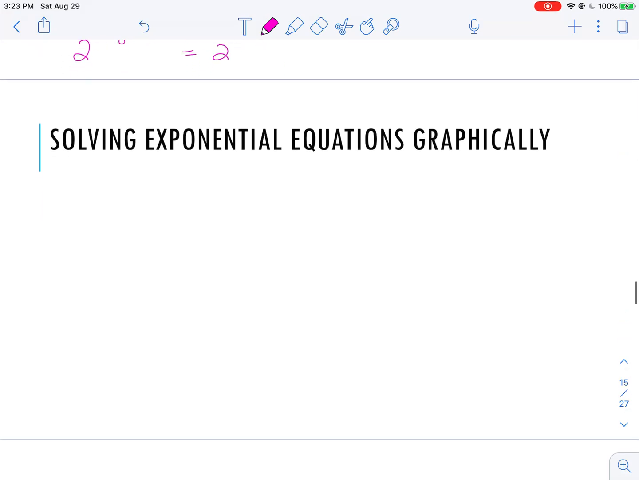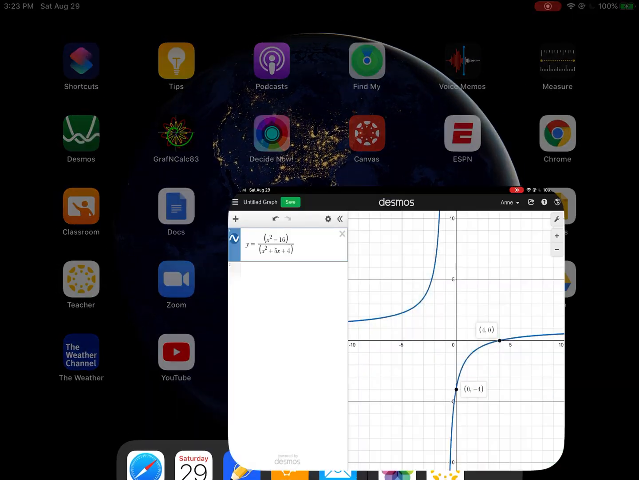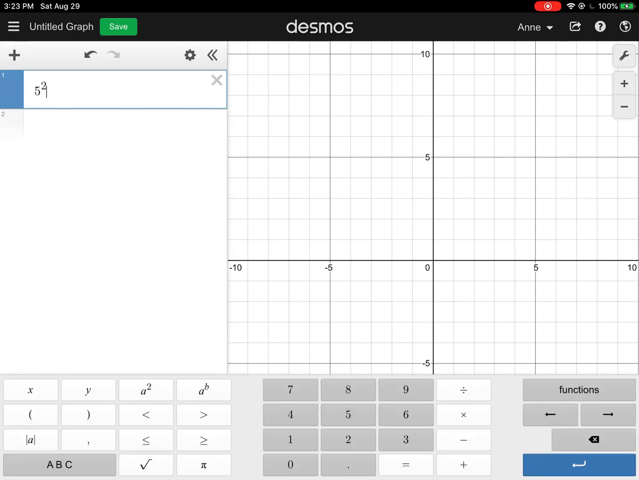We can also solve exponential equations graphically. So if I had 5 to the 2x minus 4 equals 17 to the 3x plus 1, and I wanted to know what x would have to be, we can just go on Desmos and graph the first one and then graph the second one and see what happens. So this is 5 raised to the 2x, and I think I need to put it in parentheses so it'll stay up in the exponent. So 2x minus 4, there's my first one.